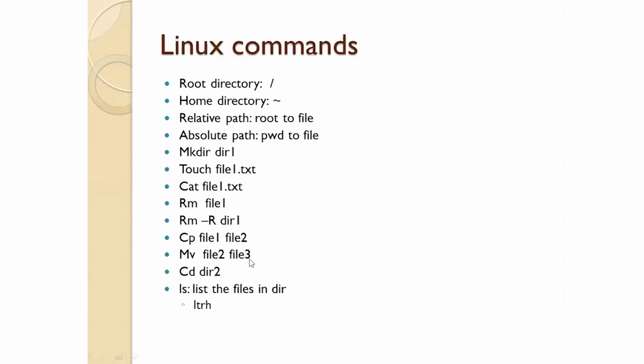One is to rename a file, which we have seen, and there is another purpose of mv, which is used to move a file from one folder to the other folder. So if we give the path of some directory instead of file 3, that would move this file 2 to that directory. That is just like cut paste.